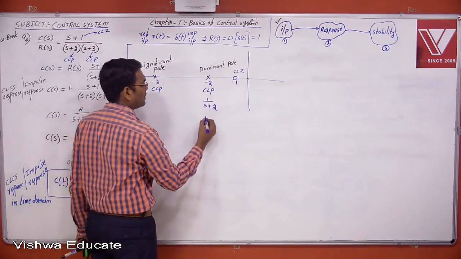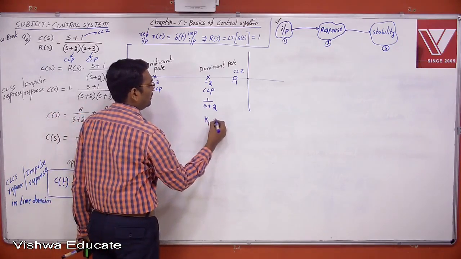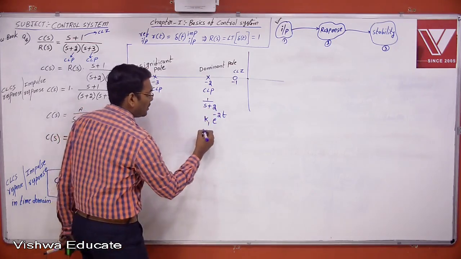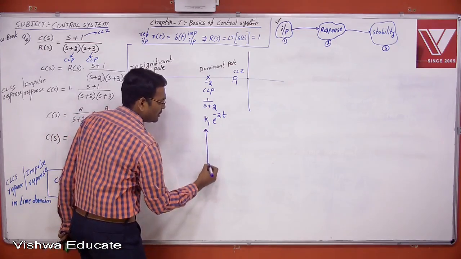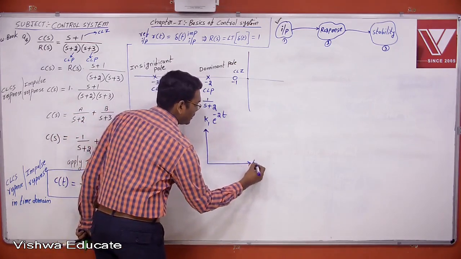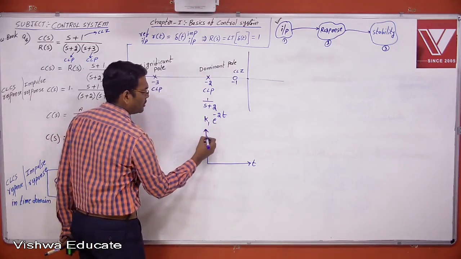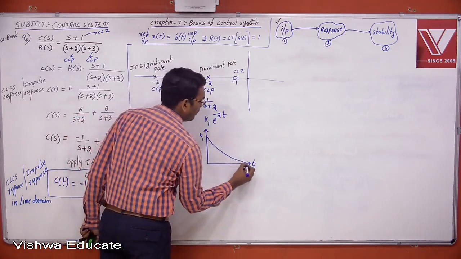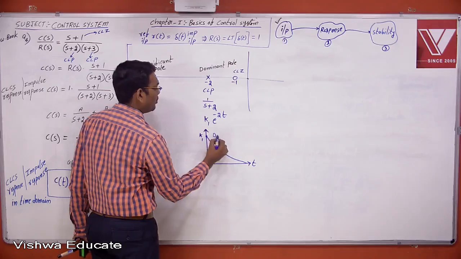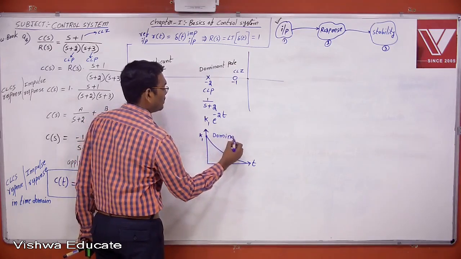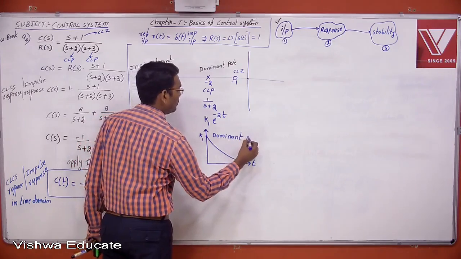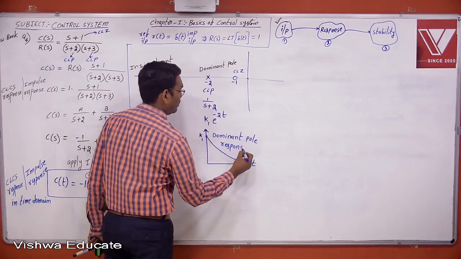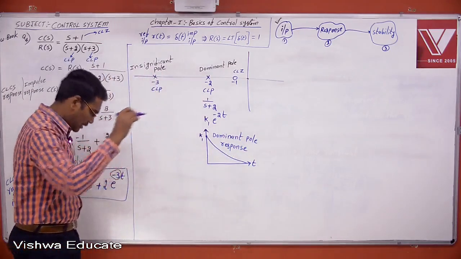What is its inverse Laplace transformation? Some constant times e power minus 2t. What is the dominant pole response? This is the dominant pole response, which is nothing but an exponentially decaying response. At t equal to 0, some k1 times the exponentially decaying term. This is the dominant pole response. Is it right or not? This is the dominant pole response, which is exponentially decaying.